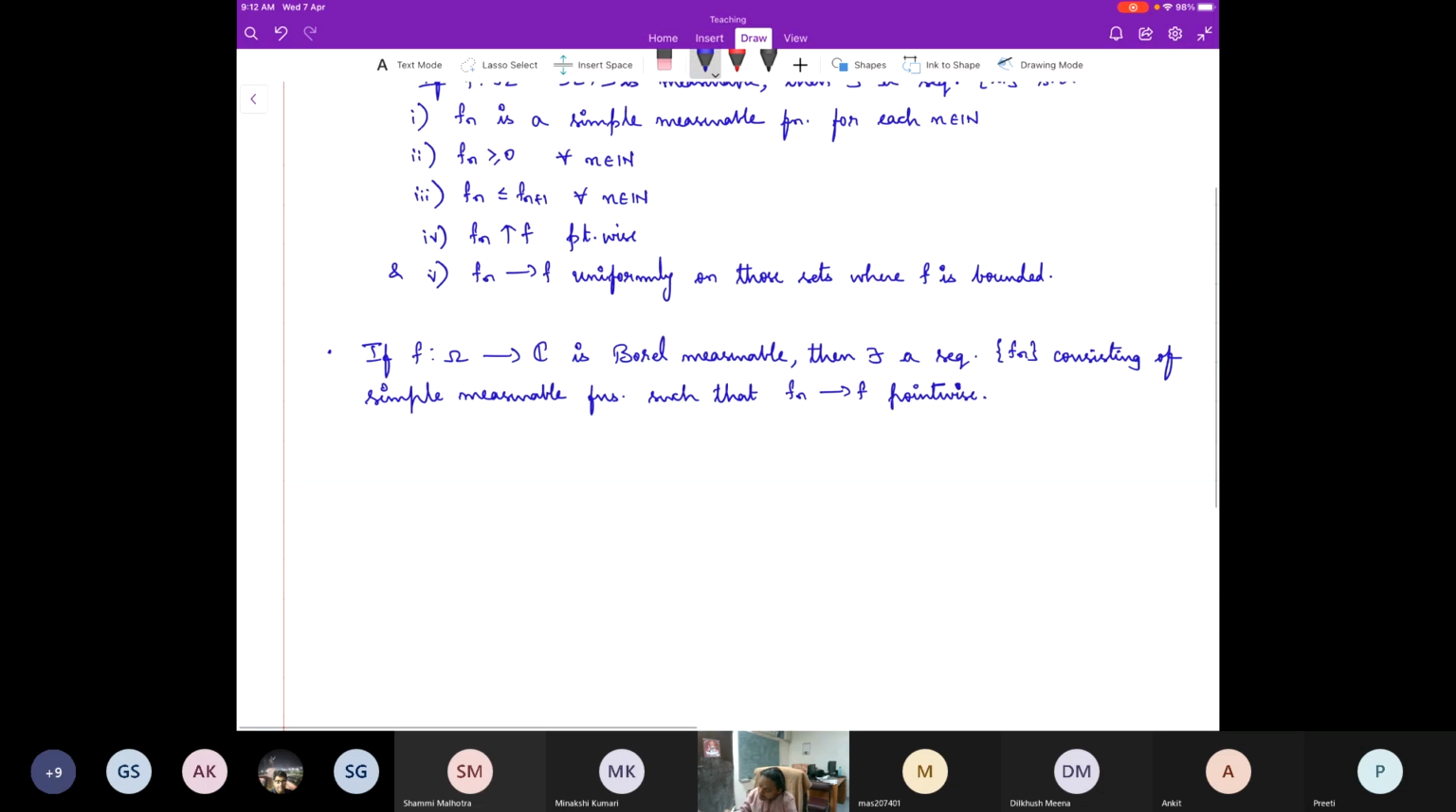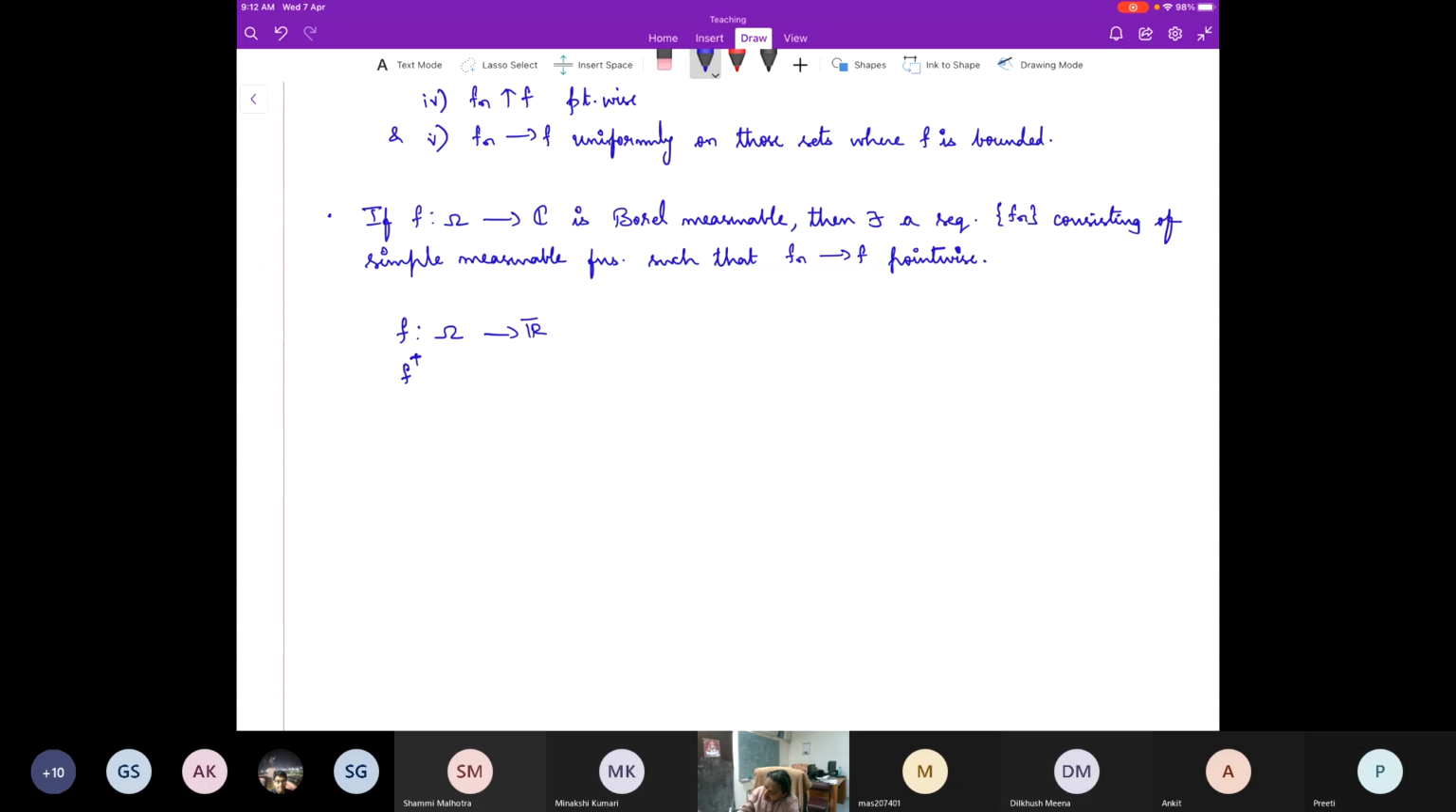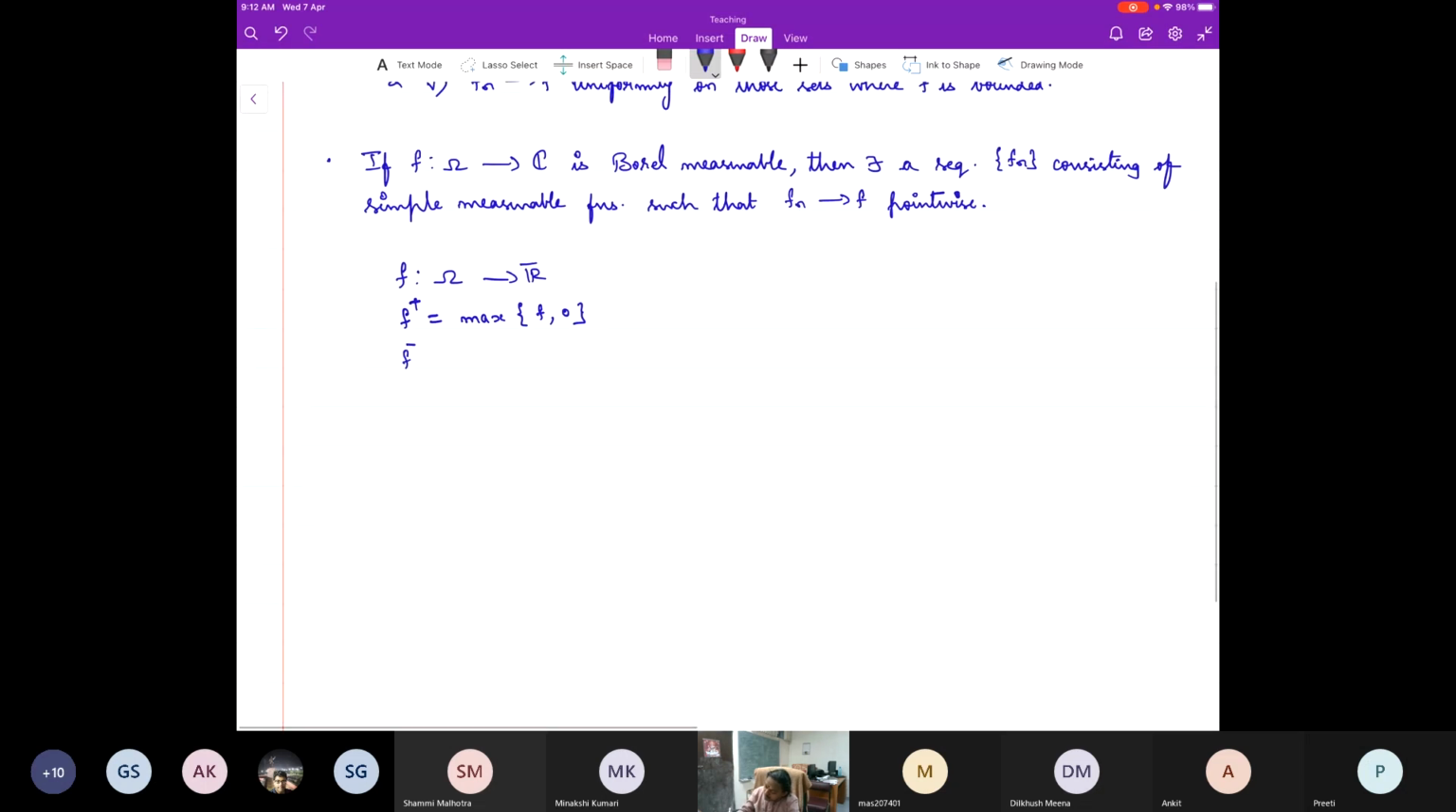In fact, if f from omega to R, in fact R bar, then write f plus as max of f comma 0, and then f minus as minus of min of f comma 0. Then f equals f plus minus f minus.